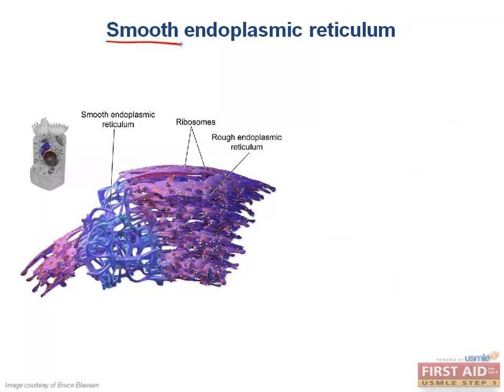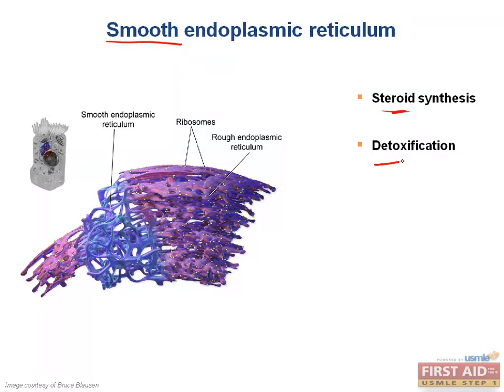Okay, what about the smooth endoplasmic reticulum? How is this different from the rough ER? Well, the smooth ER does not have ribosomes attached to it and has no role in protein synthesis, but it has two main functions, which are steroid synthesis and detoxification of drugs and poisons. What cells produce lots of steroids and therefore have lots of smooth ER? This could be hepatocytes, gonads, and the adrenal cortex.